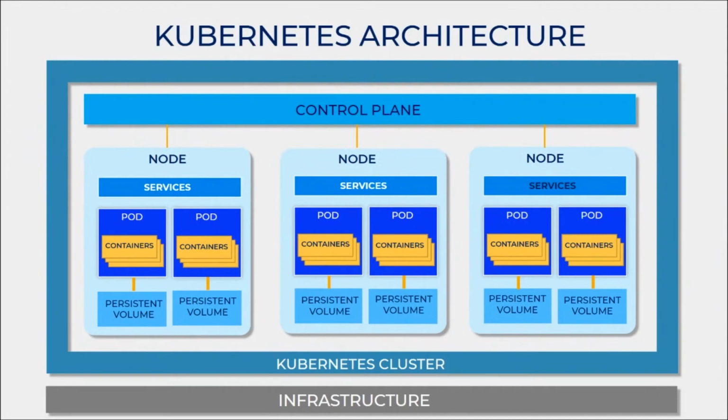A container is a component within a pod which shares the same resources such as memory and storage. A persistent volume is a piece of storage in a cluster that is provisioned by an admin or dynamically provisioned using storage classes. The Kubernetes cluster is a unit that comprises all the above components together.